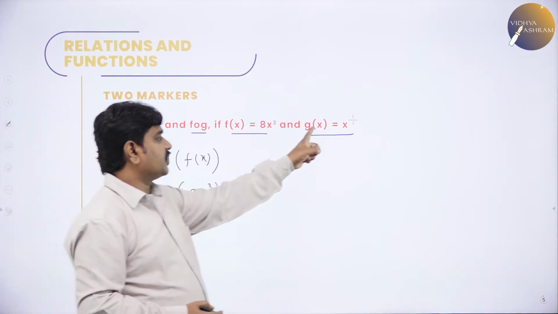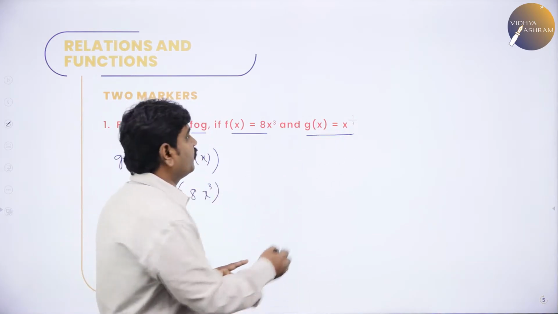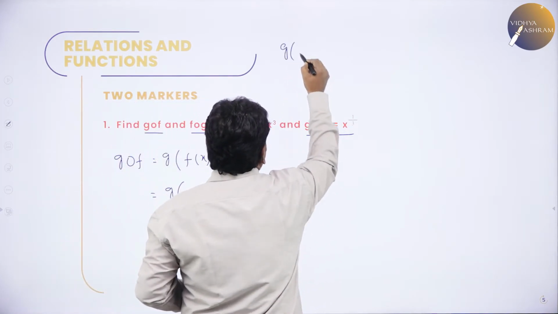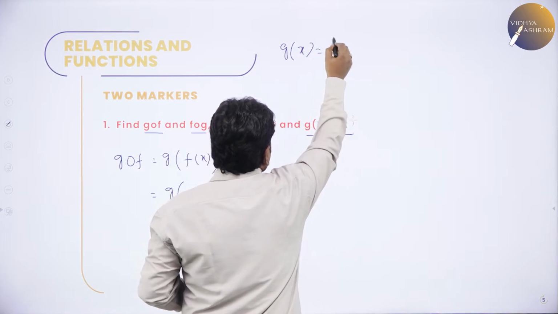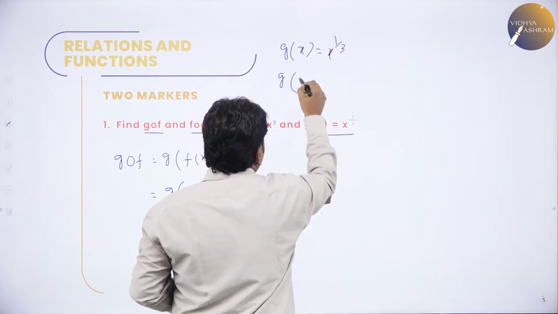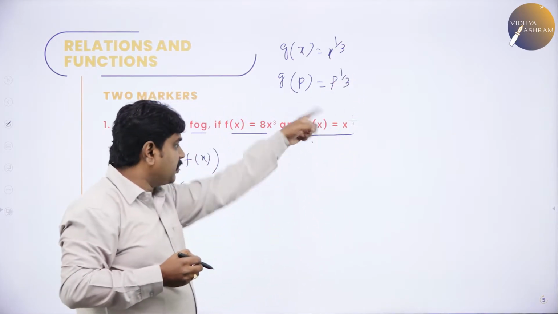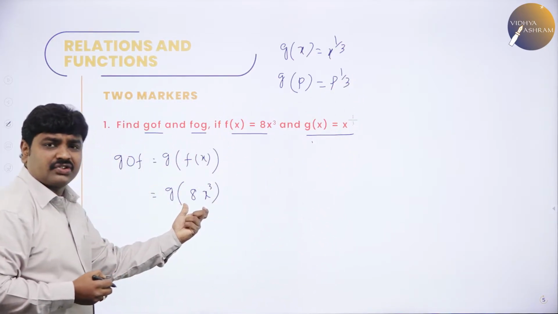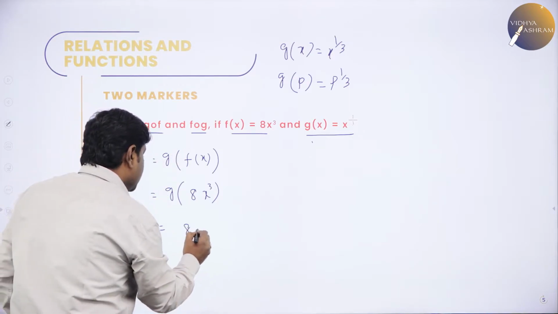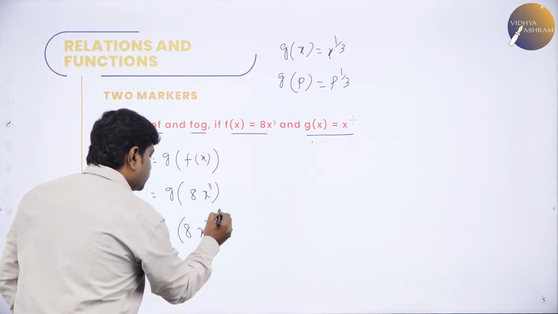So now refer g of x. What is g of x? X power 1 by 3. G of x they gave clearly as x power 1 by 3. If I want g of p, what is g of p? P power 1 by 3. G of anything is that power 1 by 3. G of this whole thing is this power 1 by 3. Can I write it as 8x cube whole power 1 by 3?